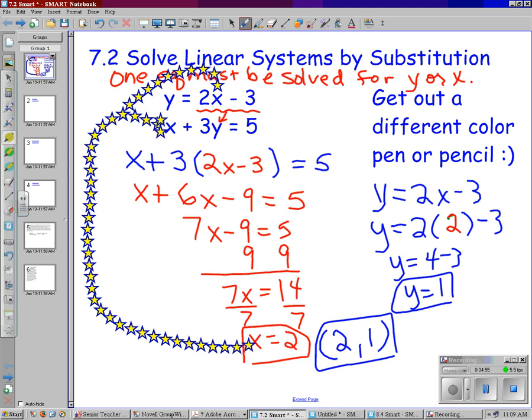We could have put it back into the x plus 3y equals 5, and found out what y was that way, but you'd have to do a lot more math in order to solve that equation, just because it's a multi-step.